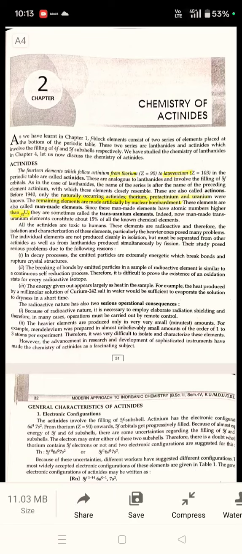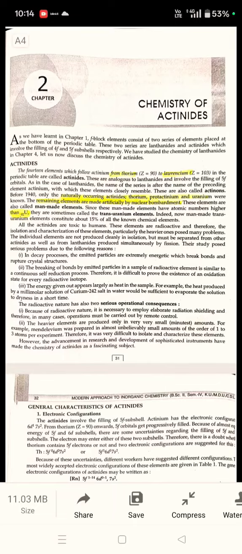This is called actinoids. Before 1940, only the naturally occurring actinides, thorium, protactinium, and uranium, were known. The remaining elements are made artificially by nuclear bombardment. These are also called man-made elements. Since these man-made elements have atomic number higher than 92, they are sometimes called the transuranium elements. Indeed, man-made transuranium elements now constitute about 15% of the known chemical elements.